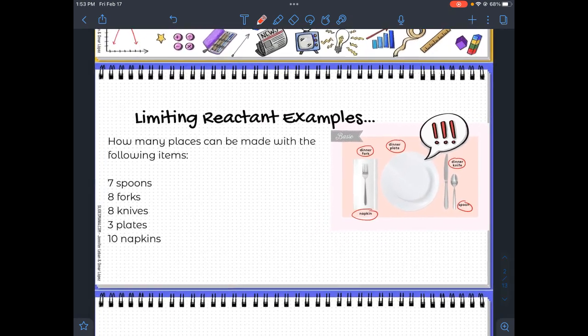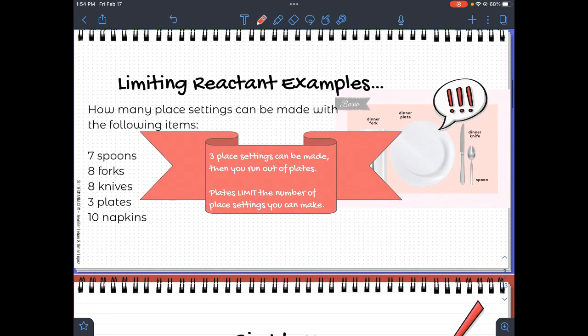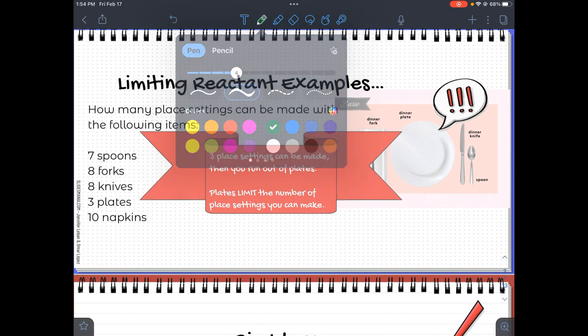So if you open up your cabinets at home and you find the following items: 7 spoons, 8 forks, 8 knives, 3 plates, and 10 napkins, how many place settings can you make? Think about that for a moment, pause if you need to, and figure out how many place settings you can make. So the answer is that we can make 3 place settings.